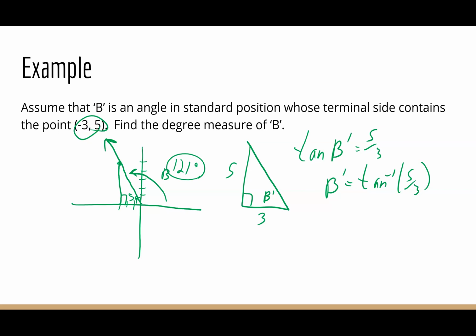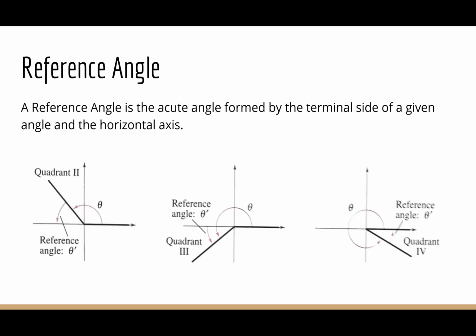Okay, so let me jump to the end real quick in regards to reference angles. A reference angle is the acute angle formed by the terminal side of a given angle and the horizontal axis. The one we just had was a quadrant 2 angle. So if the angle is theta, the reference angle is this one right here, which is theta prime. And if you notice, they both add up to 180. Depending on what quadrant your angle is in, you just have to use some common sense for what that reference angle would be. In quadrant 2, they add up to 180.